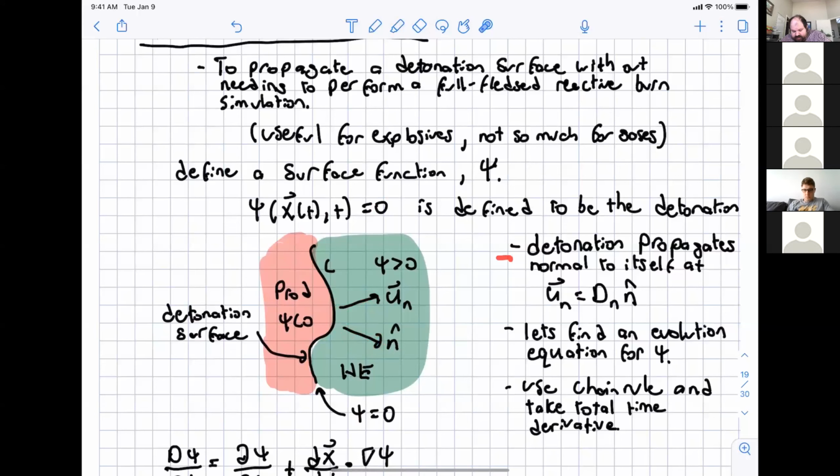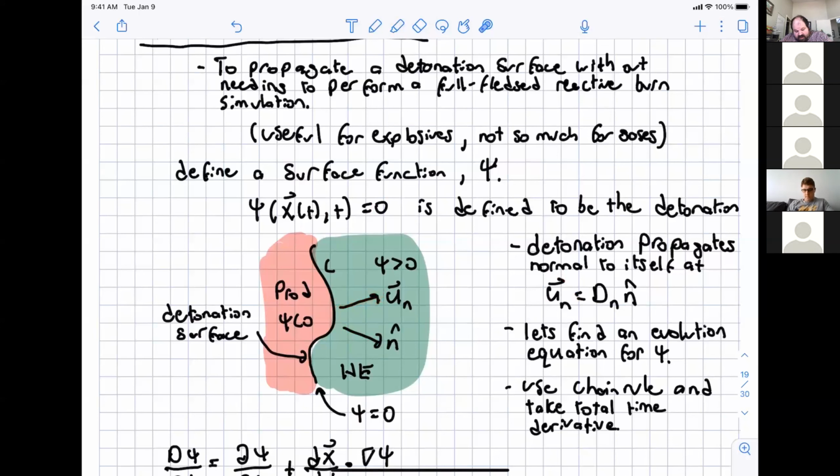Okay, and so the detonation propagates normal to itself, and that normal propagation velocity is just the Dn that we get from the D-kappa theory or DSD theory, and the direction is just the normal vector. We are defining the normal vector because we have the choice of two directions, as pointing towards the reactants.